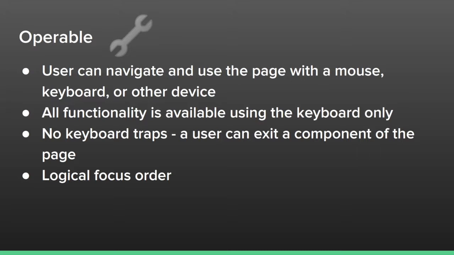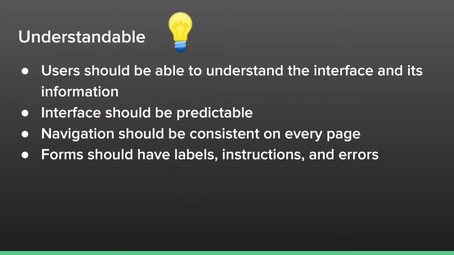And this is where we want to be able to navigate and use the page with the mouse, but also the keyboard. So it should be available using the keyboard only, but this also is about usability in general. We want to not trap our users anywhere. If they get into a menu or something, they should be able to get out pretty easily. Imagine you go into a menu expecting just to see what's there, and then you can never get out of there. And then we want to have a logical focus order so that it's usable, we know where we are at all times, and we can navigate our pages correctly.